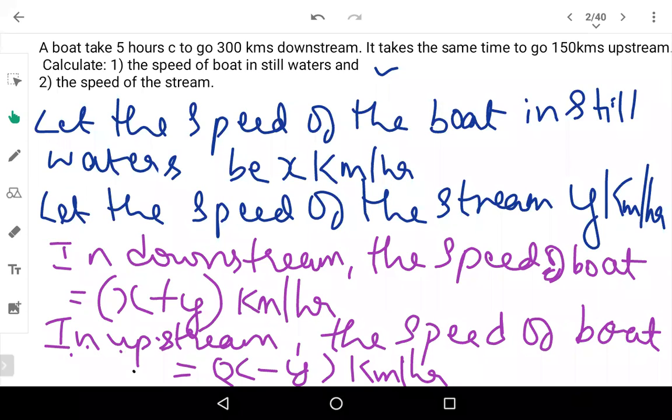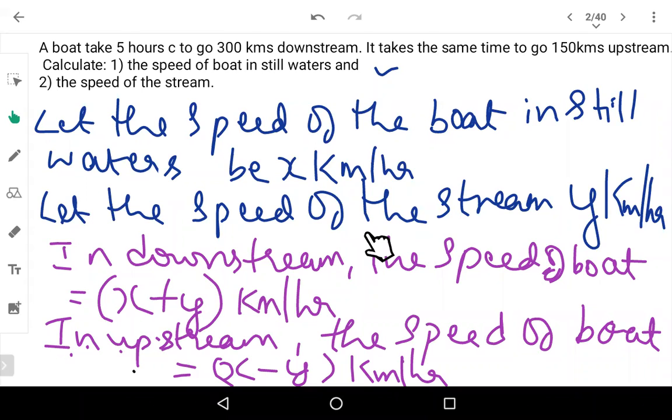Now here we have taken the derivation. Let the speed of the boat in still waters be x kilometer per hour. That is our first question, and we have taken the same thing here. And the speed of the stream is the next question, so let the speed of the stream be y kilometer per hour. Okay, so these are the basic derivations.